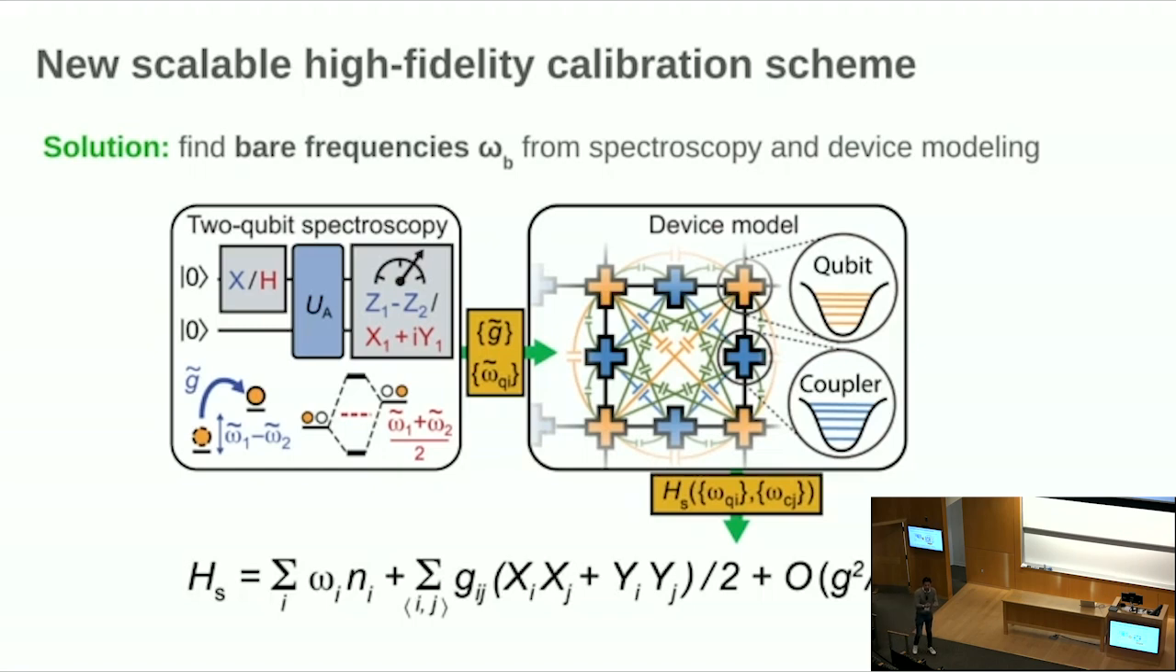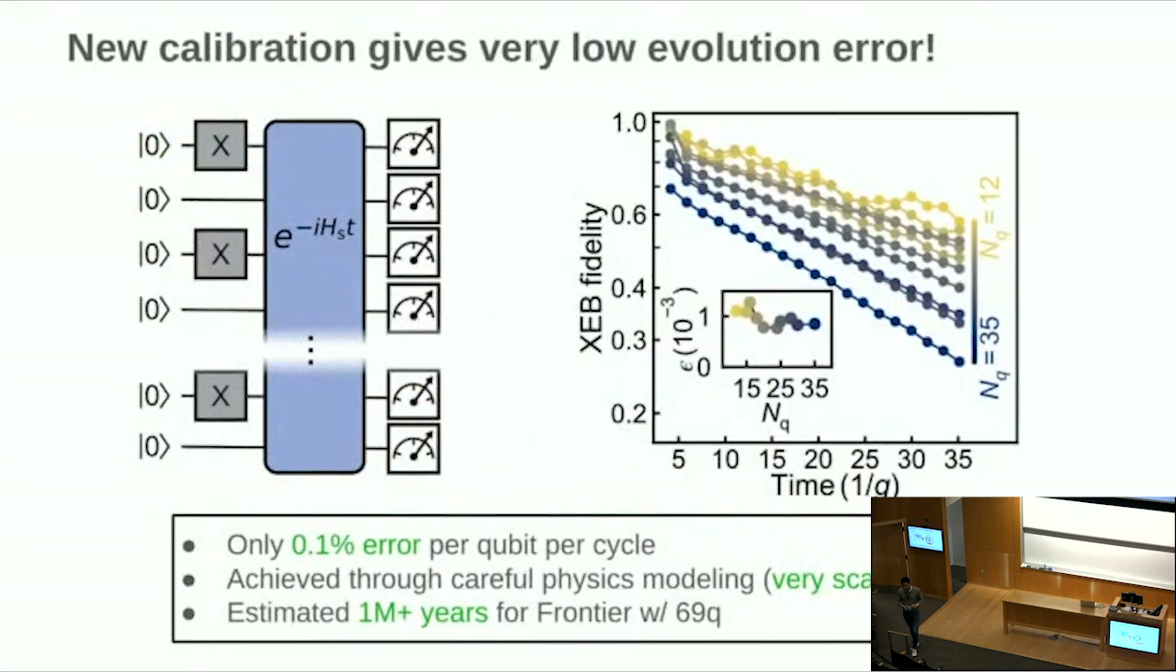We then feed that into a very advanced device model that includes all these types of couplings that you can see here. And by modeling this very carefully, we can very accurately extract the bare frequencies. Then finally, we use a projection technique that allows us to get to this spin Hamiltonian that you see here. It's an XY model. You can see that it also has some higher order terms. We can typically keep those about an order of magnitude smaller than the dominant terms. Okay, so that is our new calibration scheme.